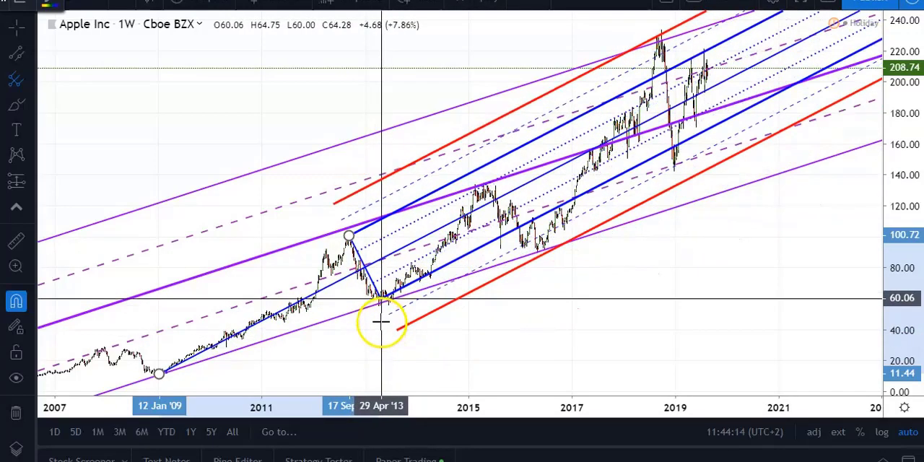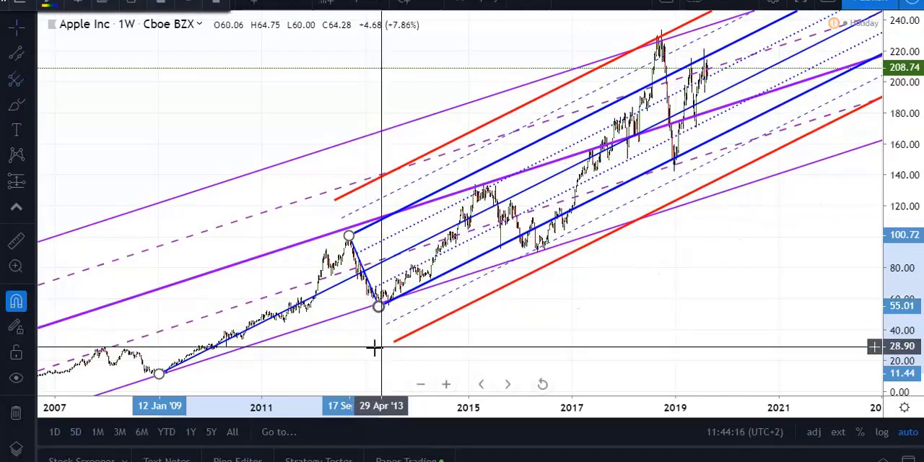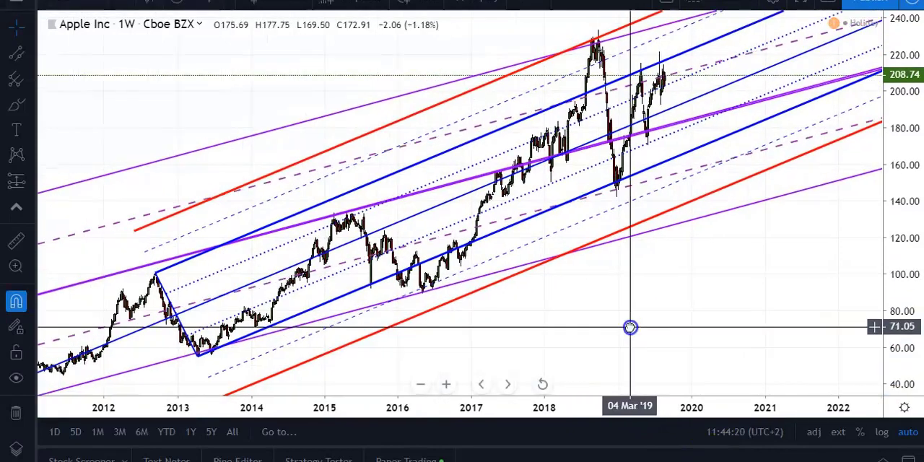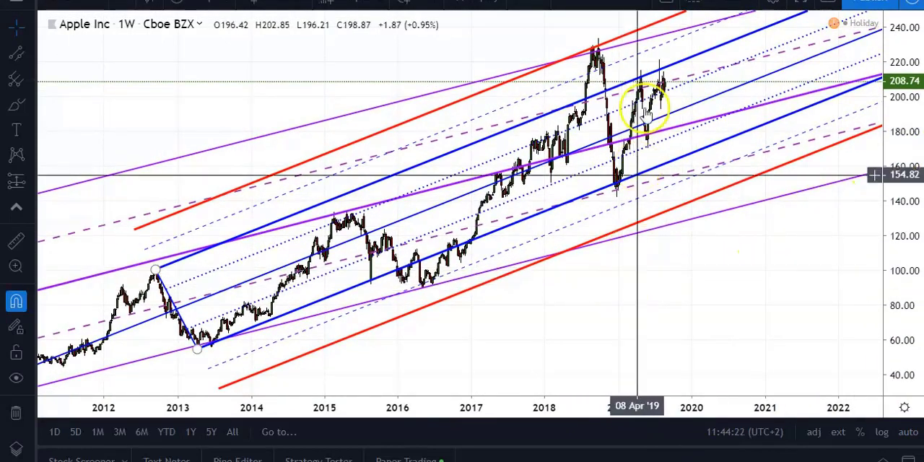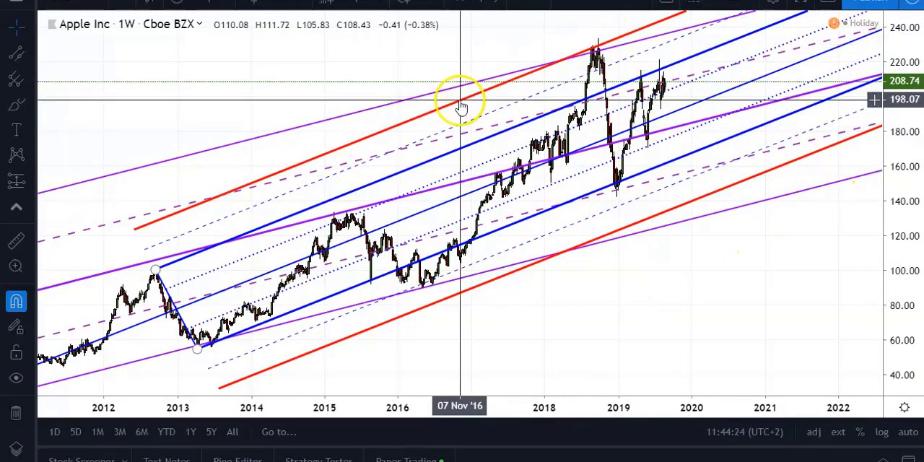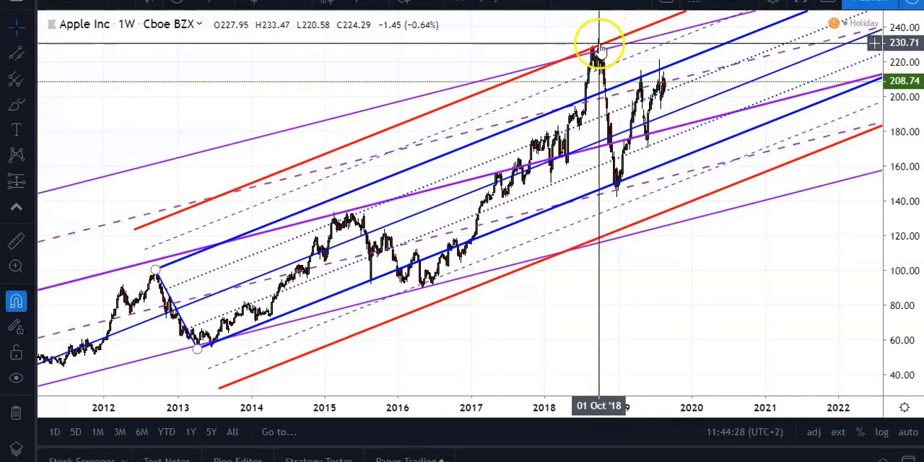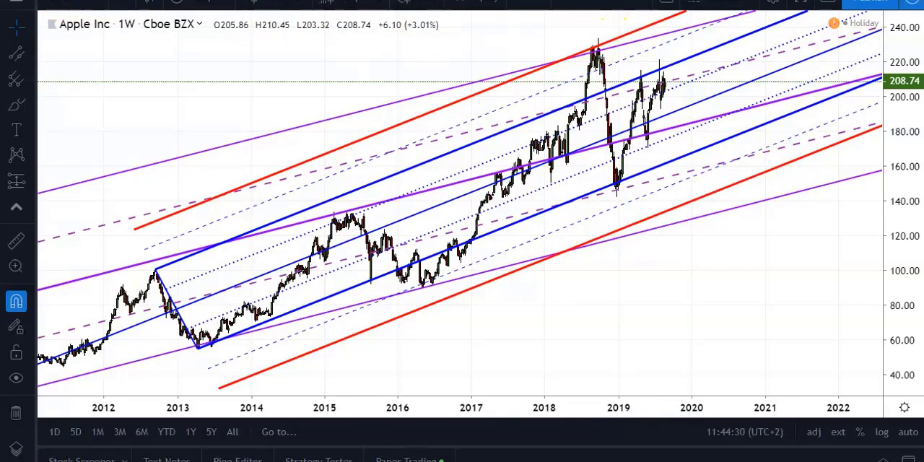Let me just get that done properly, of about April 2013, and then you'll also see that price has, at the end of 2018, reached the upper red warning line, which is this red colored line up here, and then declined lower.